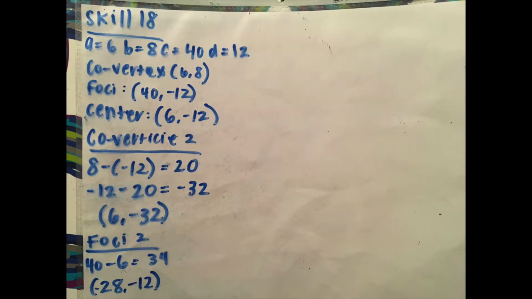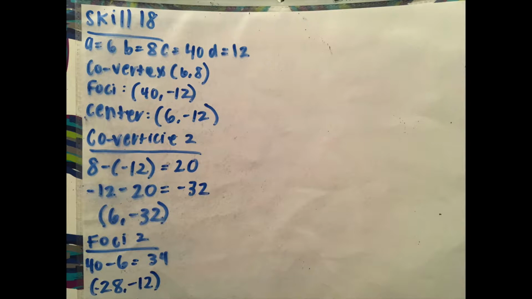For the skill, I had my A value be 6, my B value be 8, my C value is 40, and my D value is 12. So using what the problem told me, I got one of my co-vertices to be at 6, 8, and I got one of my foci to be at 40, negative 12.